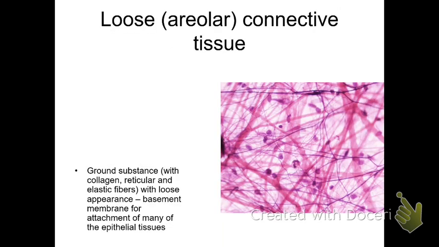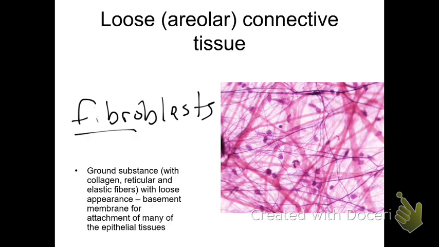Loose connective tissue, you'll also see it called areolar connective tissue, or altogether loose areolar connective tissue. This is a type of tissue found pretty much everywhere throughout your body. It's very much a building block sort of tissue. The main cells here are called fibroblasts. As the name suggests, these are cells that are making fibers. They're making proteins. Again, the major proteins of connective tissues are collagen, reticular, and elastin proteins.